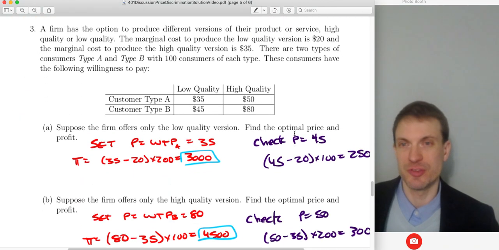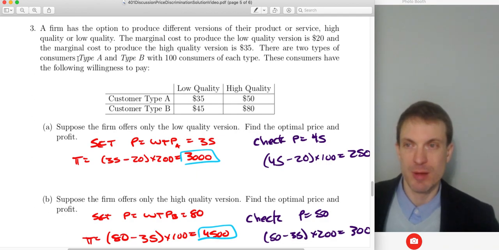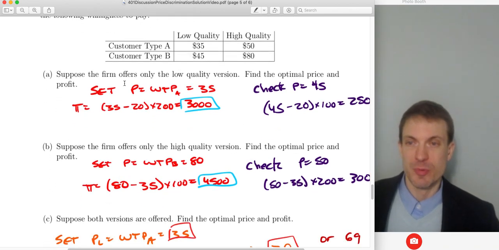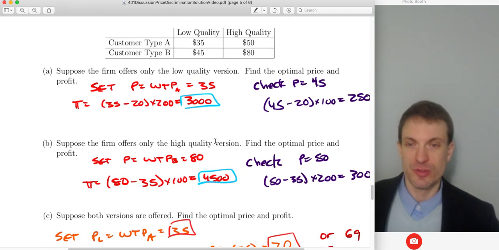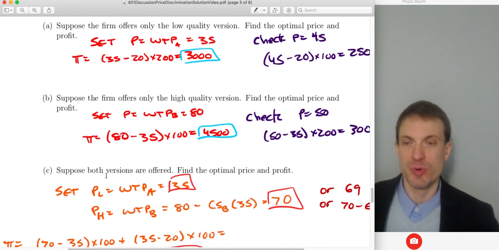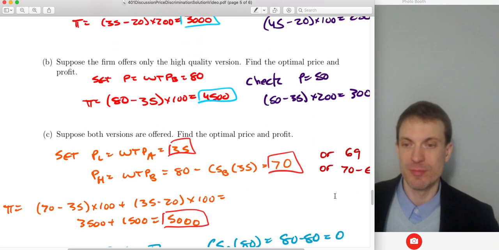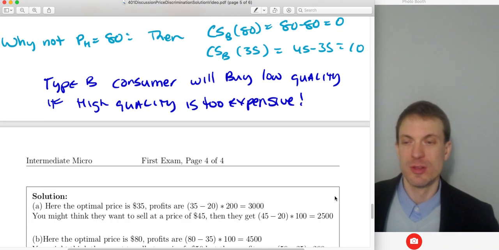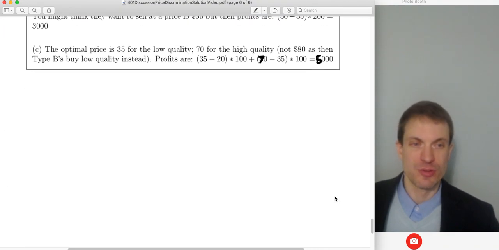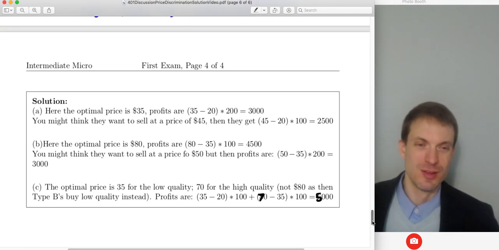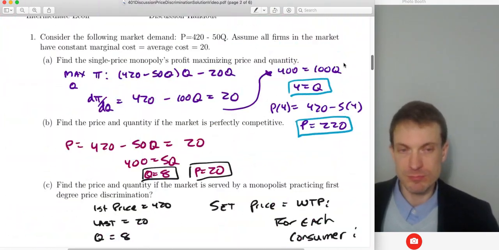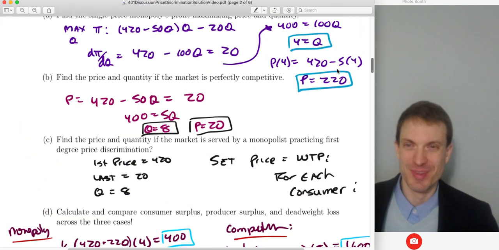And then lastly, a second degree price discrimination problem. We have a couple different versions, different qualities, different costs associated with the qualities. Here's the table for the willingness to pay reservation prices for the consumers of two different types. Suppose they only sell one quality, what do they do? Suppose they only sell high quality, what do they do? Suppose both versions, find the optimal price and profit. Okay, and you see my solution. All right, so if you stop the video, you can skip that part, but please watch.